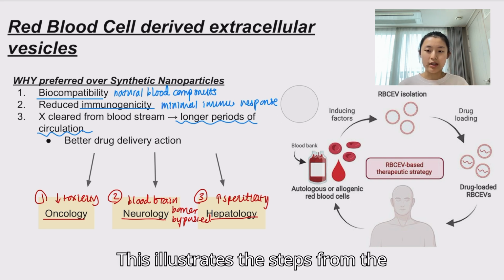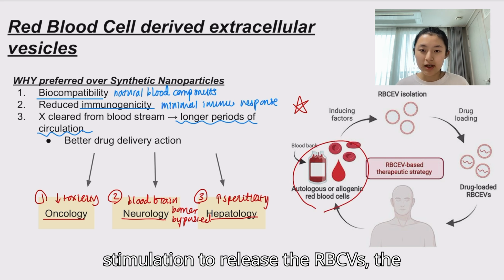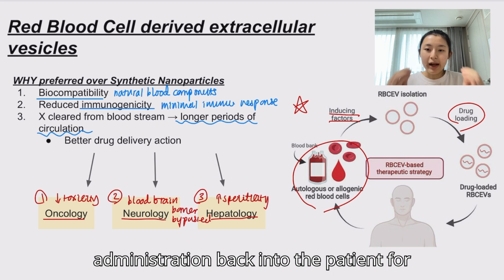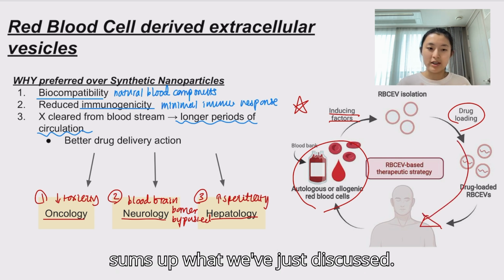Now, let's take a look at this diagram right here. This illustrates the steps from the collection of the red blood cells, their stimulation to release the RBCEVs, the isolation and drug loading of these vesicles, and finally, their administration back into the patient for targeted drug delivery. So it pretty much sums up what we've just discussed.